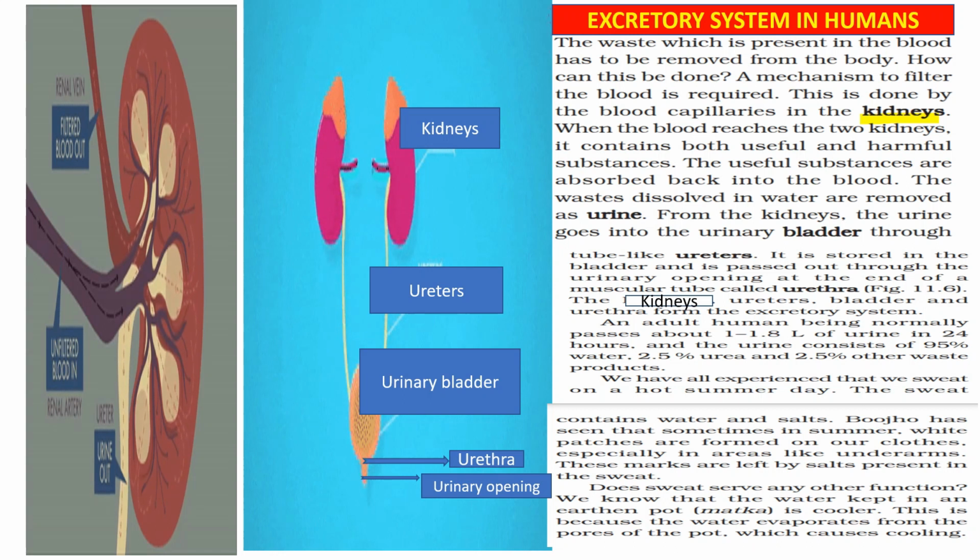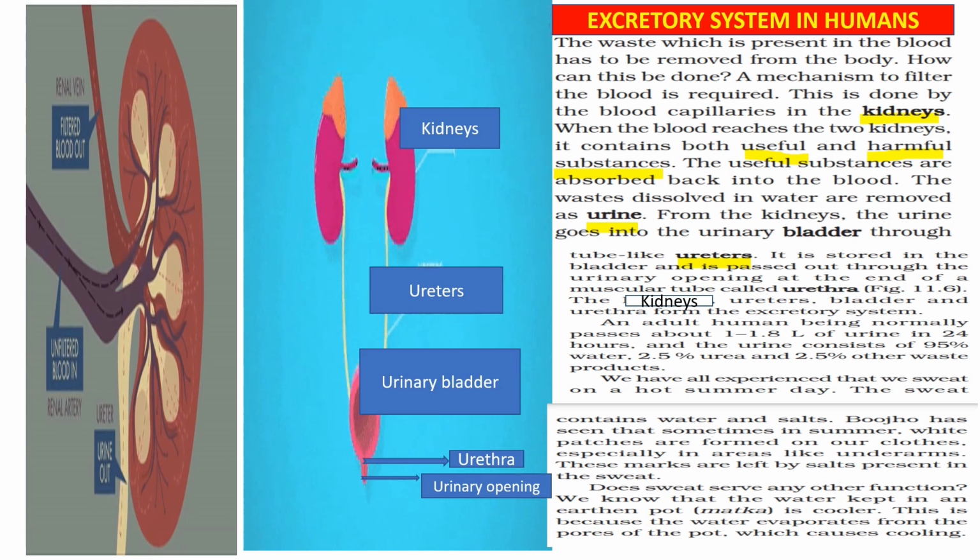Let's learn. When the blood reaches the two kidneys, it contains both useful and harmful substances. These useful substances are absorbed back into the blood. The waste dissolved in water is removed as urine. From the kidneys, the urine goes into the urinary bladder through tube-like ureters. Let's underline ureters. It's stored in the bladder and it's passed out through the urinary opening at the end of a muscular tube called the urethra.